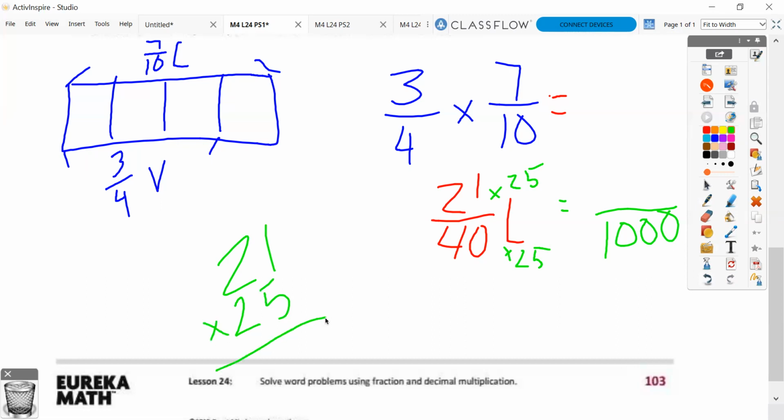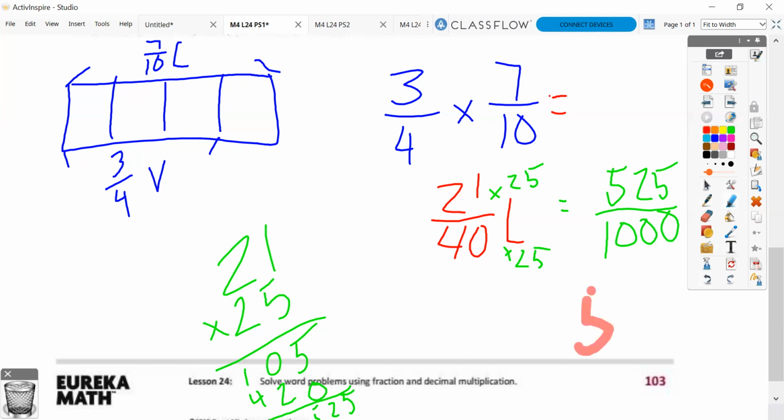Standard algorithm, 5 times 1 is 5. 5 times 2 is 10. Place my 0 to go down to my tens place. 2, 4. Answer should be, I ran out of room, 525. So 525 thousandths. Now that I see it in that form, remember that thousandths has 3 zeros, so that kind of gives us the hint that there's 3 digits behind the decimal.